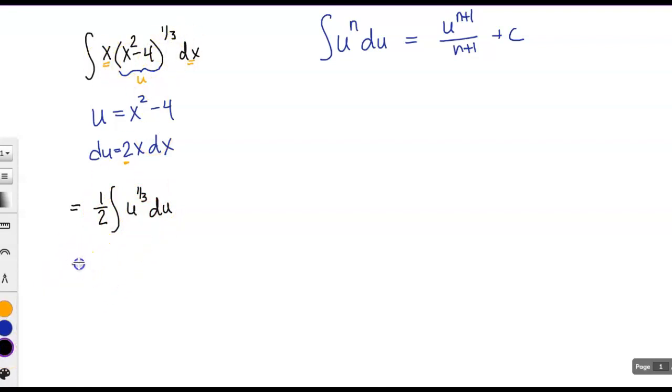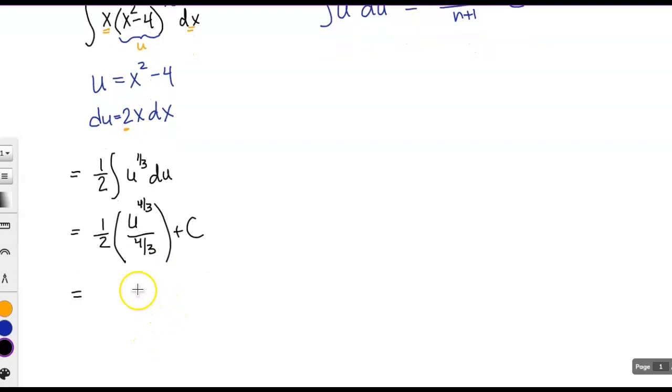So then I can go ahead and integrate this, and I get 1/2, and then we're going to add 1 to the exponent. So 1/3 plus 3/3 is 4/3. We're going to divide by the new exponent, plus c. And then if I keep, switch, flip with the 4/3, I get 3/4. So this would be 3/8 u to the 4/3 plus c. And then if I back substitute, I get 3/8 times x squared minus 4 to the 4/3 plus c.